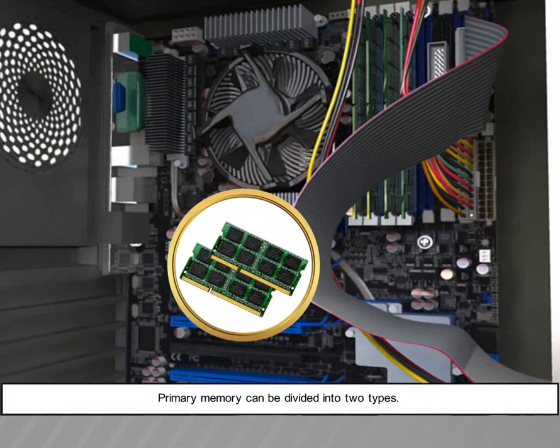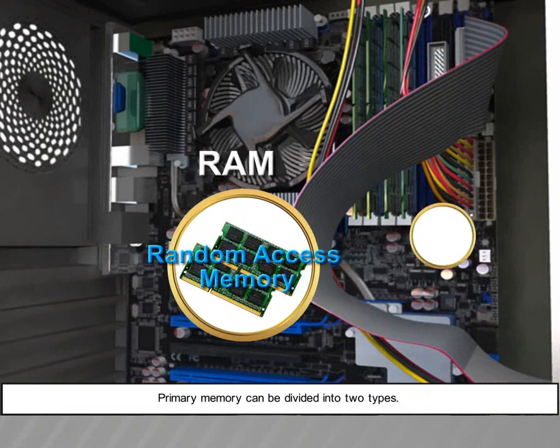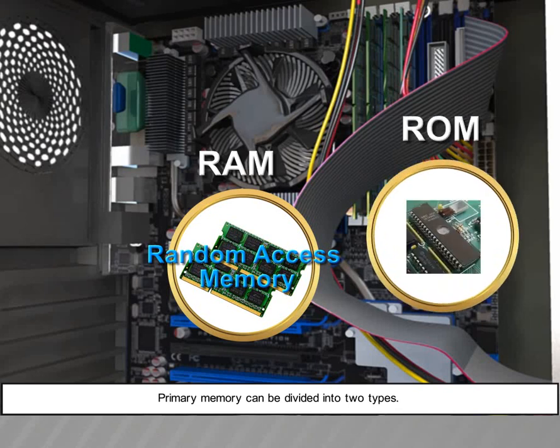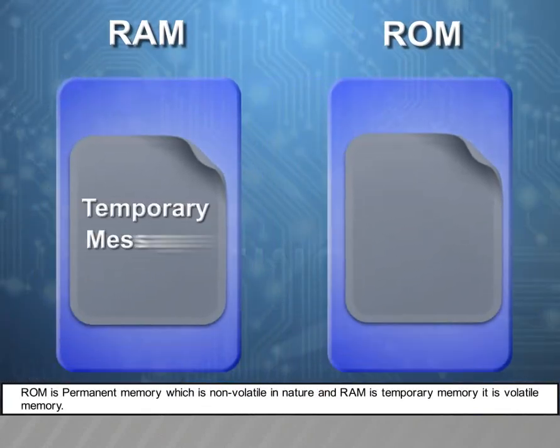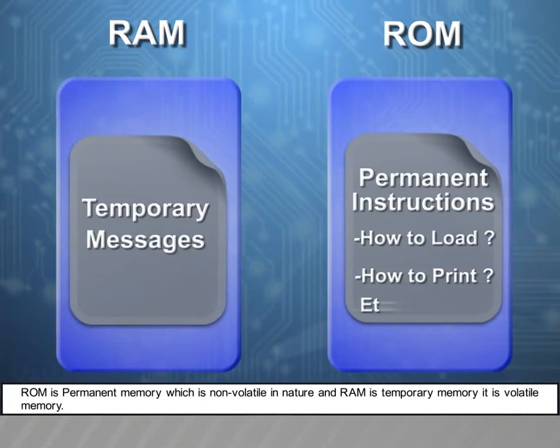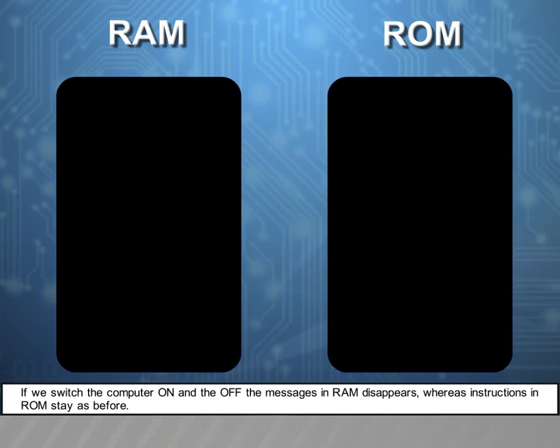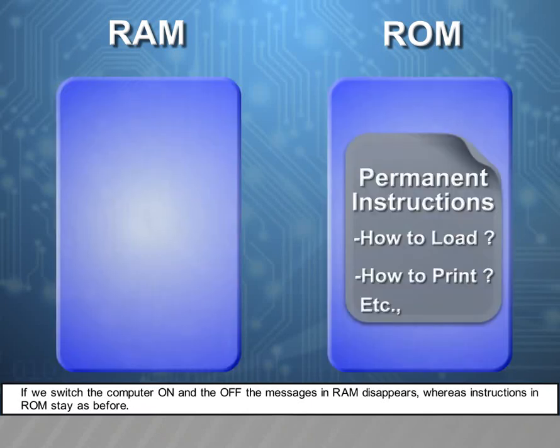Primary memory can be divided into two types: RAM, that is random access memory, and ROM, that is read-only memory. ROM is permanent memory, which is non-volatile in nature, and RAM is temporary memory, it is volatile memory. If we switch the computer on and off, the messages in RAM disappear, whereas instructions in ROM stay as before.